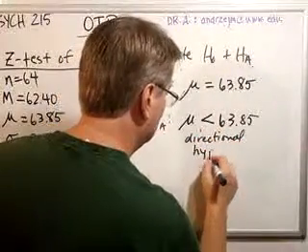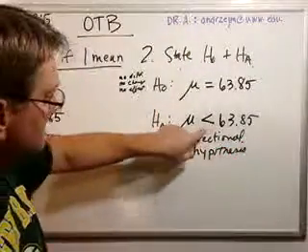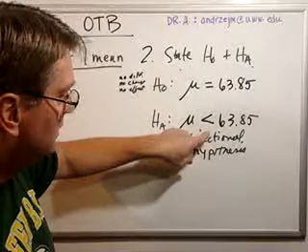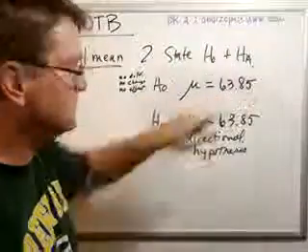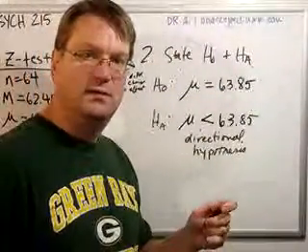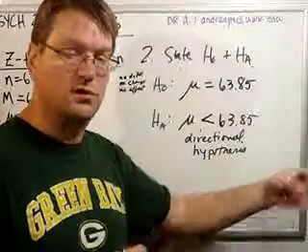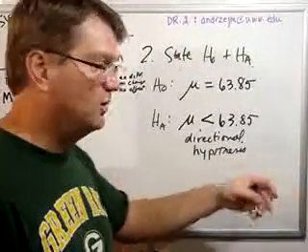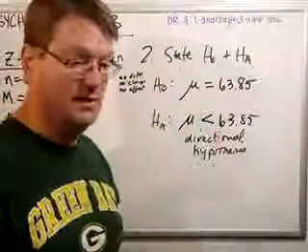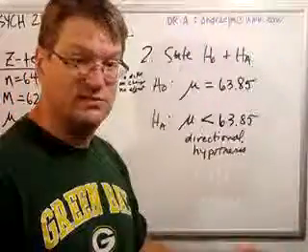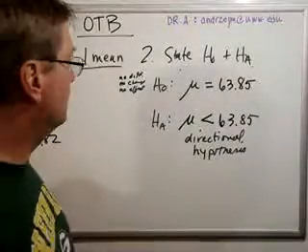The reason it's directional is because it specifies where on the continuum we're looking. When we say that mu is equal to 63.85, it could be that mu is much greater than that, or it could be that mu is much less than that. Both of those are possibilities when we say "is it different than." Here we're saying it's less than. We don't care about the greater than, we care about the less than. So that's our null and alternative hypothesis.